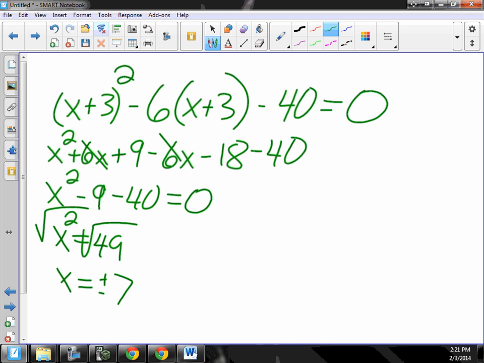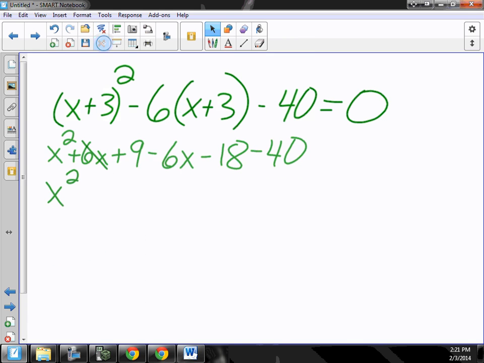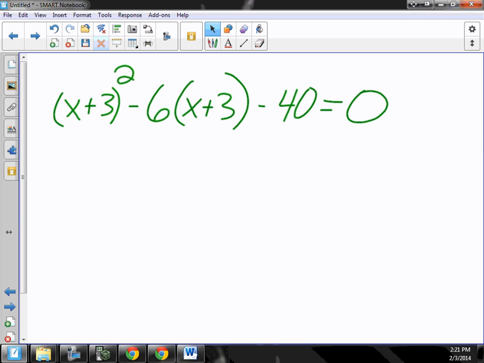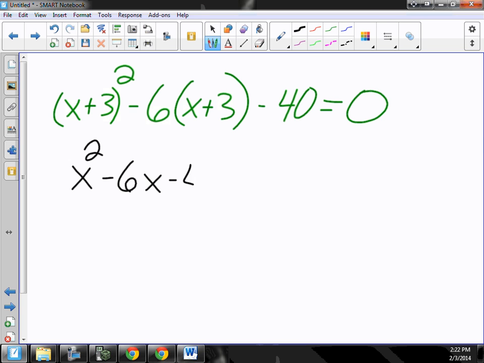Okay? But, did anybody notice anything about this before I started solving it? Not in this case you can cancel, but that doesn't always happen. Does anybody see a resemblance between this problem and the last one? So the last problem was x squared minus 6x minus 40 equals 0. Right? What were my solutions? So x equals 10 and negative 4.